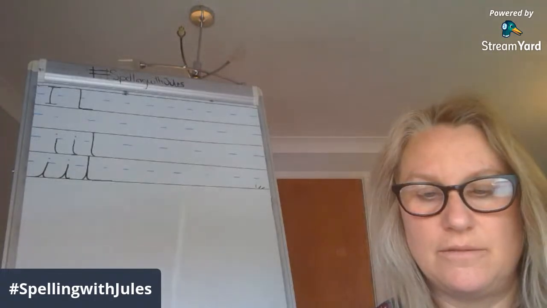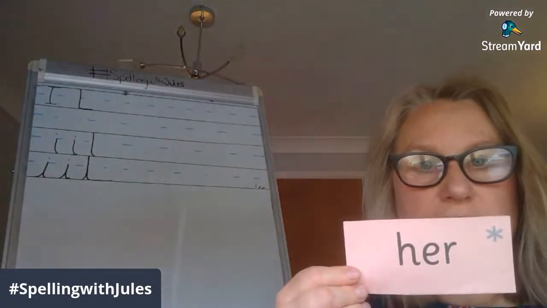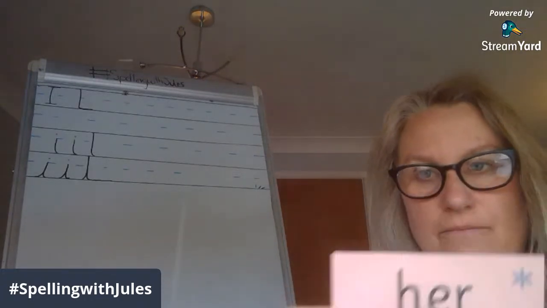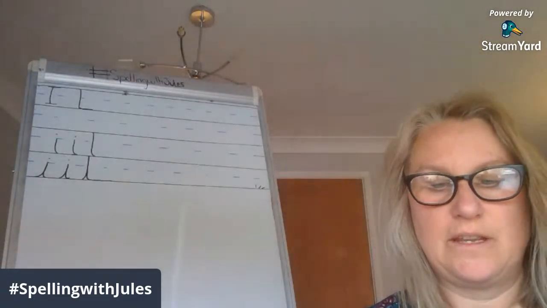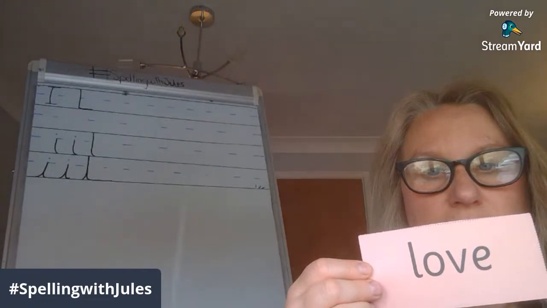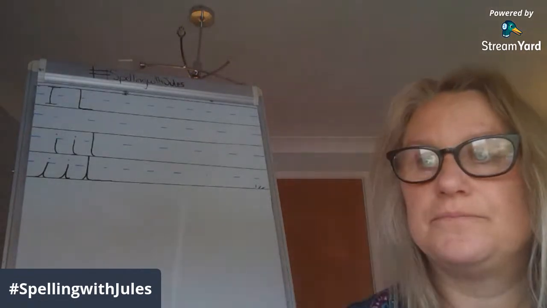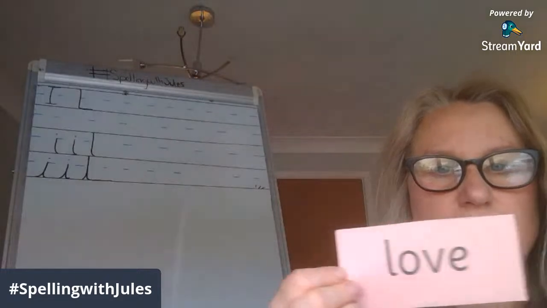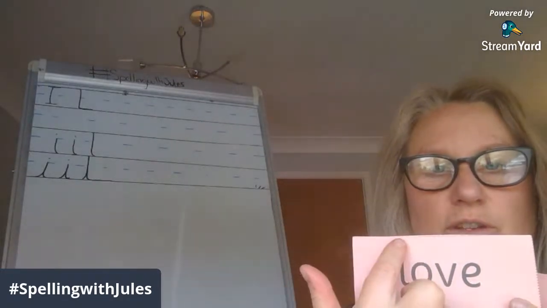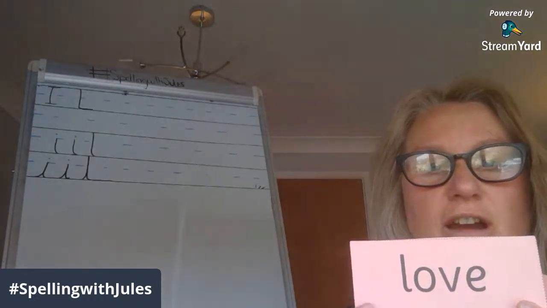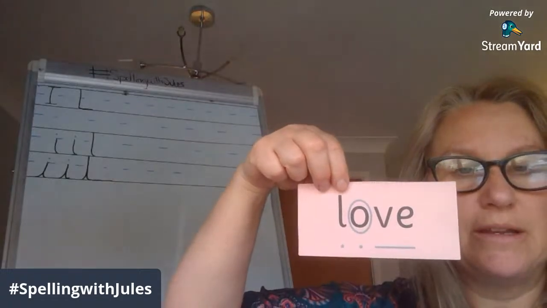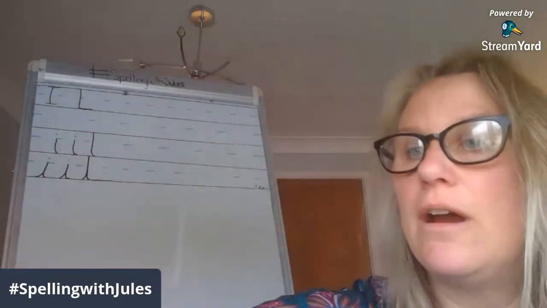And her. H-E-R. Her. I think I mixed those up a bit there, sorry. Love. L-O-V-E. Love. That's a hard one, isn't it? And it's not even the split digraph. You know, usually the O becomes an O, but it's actually an uh sound. So that O is the tricky bit there because it sounds like a U.